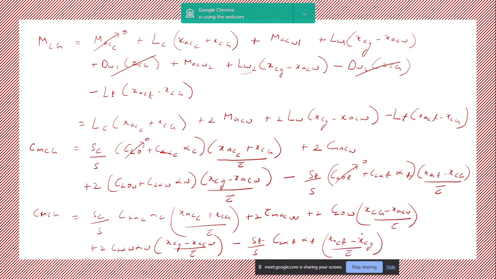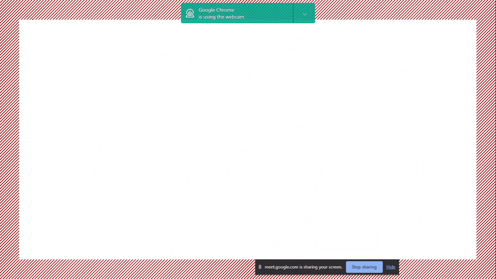Okay, so now we will split this into Cm naught plus Cm alpha. So your final equation should be, that is Cm is equal to Cm naught plus Cm alpha wing into alpha wing. So all of the terms that depend on alpha wing, we write separately. All of the terms that are independent, we write separately.